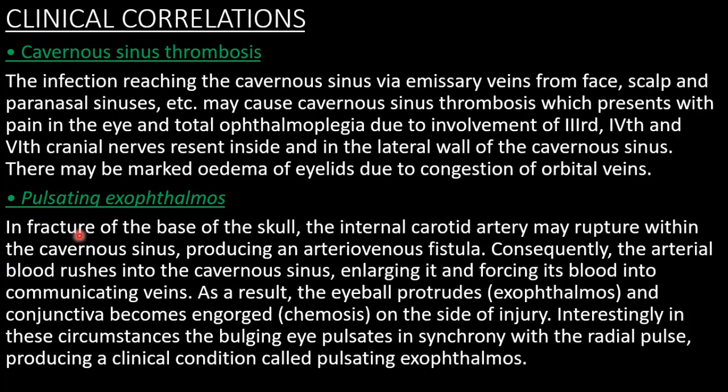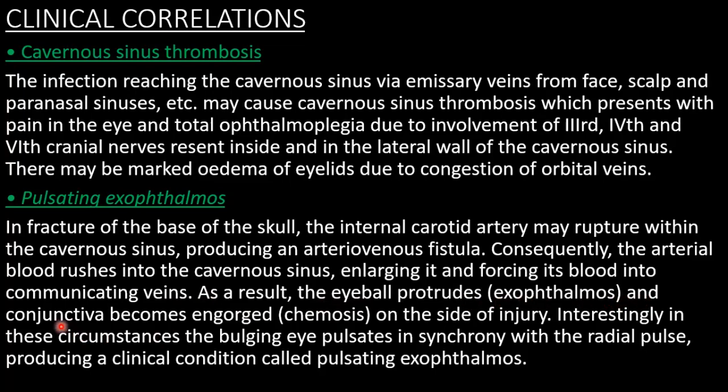Now, when one has a fracture in the base of the skull, the internal carotid artery may rupture within the cavernous sinus. Remember, we have the cavernous segment of the internal carotid artery. If that cavernous segment ruptures, it will produce an arteriovenous fistula. So consequently, the arterial blood will rush into the cavernous sinus, enlarging it and forcing its blood into the communicating veins.